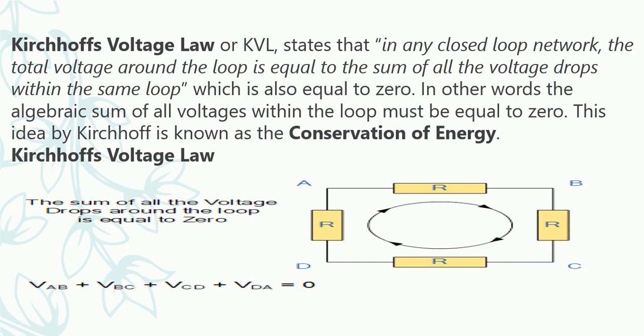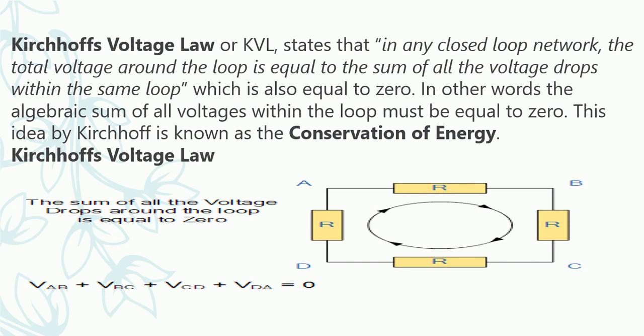I think KCL, that means Kirchhoff's current law, is clear to you. Now I will explain Kirchhoff's voltage law, or KVL. In short form, it can be written as KVL. KVL states that in any closed loop network, the total voltage around the loop is equal to the sum of all the voltage drops within the same loop, which is also equal to 0.